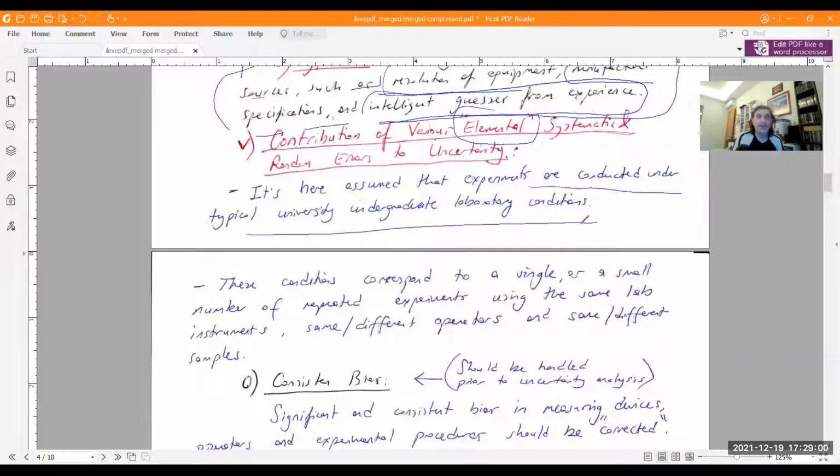What do I mean by that? For instance, let me talk about the extreme case. We are not going to be talking about reproducibility. What do I mean by that? Let's remember reproducibility is two different laboratories.